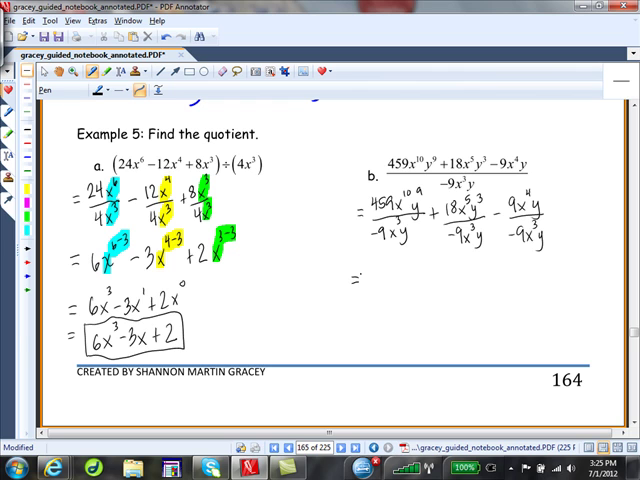So here we go. 459 divided by negative 9 will be negative 51, x to the 10 minus 3, y to the 9 minus 1. Then we have plus and negative, so we're going to have a minus, and then 9 goes into 18 two times. And then we get x to the 5 minus 3, and we get y to the 3 minus 1. Minus and minus is plus. 1, x to the 4 minus 3, y to the 1 minus 1.